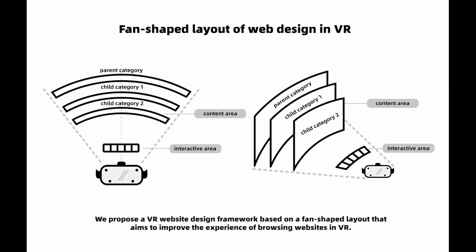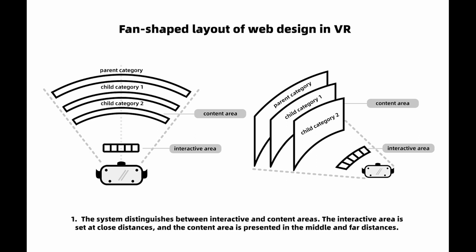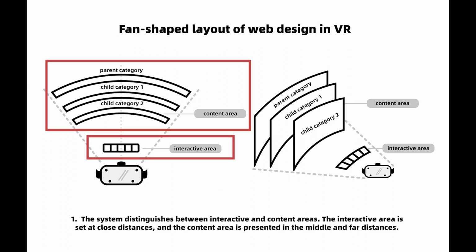We propose a VIA website design framework based on a fan-shaped layout that aims to improve the experience of browsing websites in VIA. Based on the principle of field of view limitation in VIA, the framework principles proposed in this study are as follows. First, the system distinguishes between interactive and content areas. The interactive area is set at close distances, and the content area is presented in the middle and far distances.